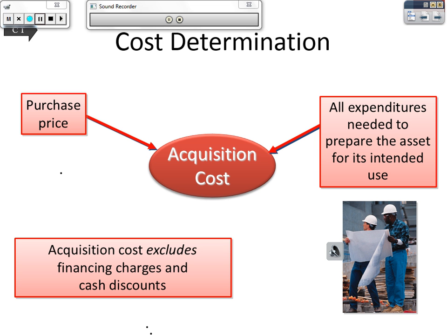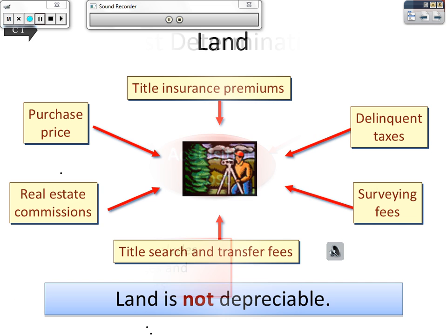The only thing that it excludes is what? Financing charges. So in other words, if you purchase the building with financing, some type of loan or something like that, those things would not be included in acquisition. So they give you an example here.